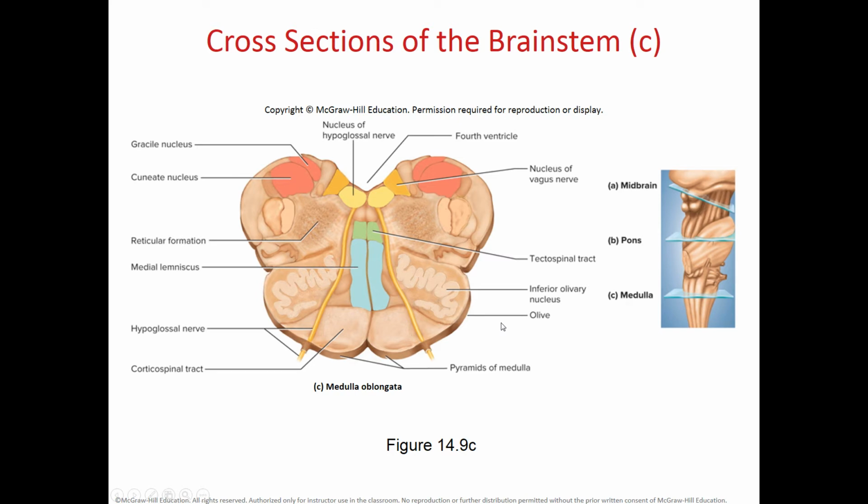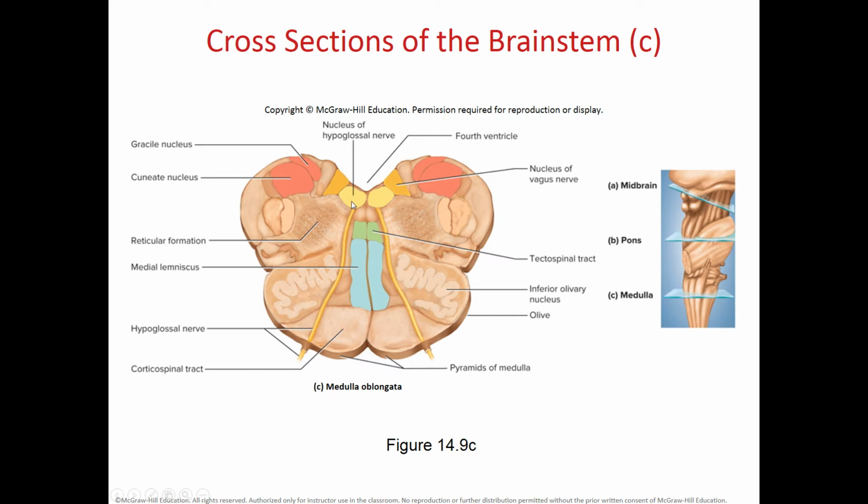So this is a cross section of the medulla oblongata. Here we have the olive, and here we have the inferior olivary nucleus that brings information into the cerebellum. Then we have the pyramids of the medulla that cross these corticospinal tracts. And here we have the medial lemniscus, which is the connection of the gracile fasciculus and the cuneate fasciculus. And we have here their nucleus.